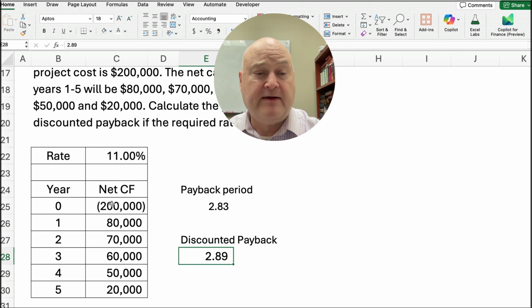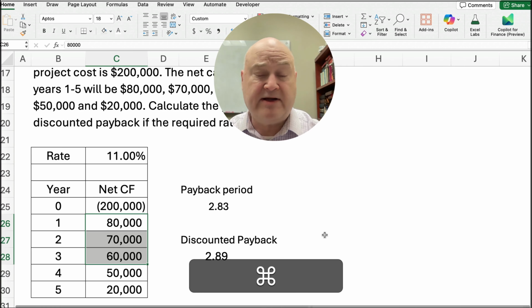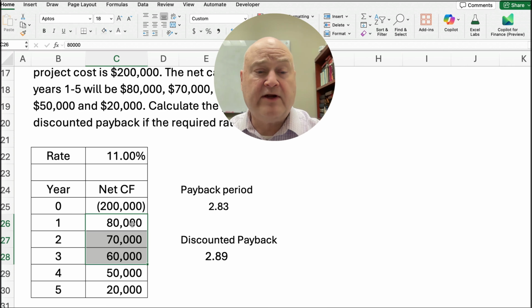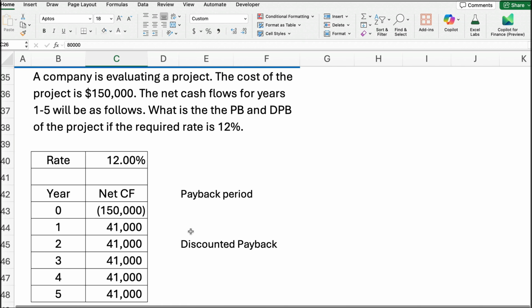Now, here's what happens. We have invested $200,000, and we're going to get our money back really in 3 years. So 80 plus 70, that's 150, plus another 60. That's going to equal a total of $210,000. So right at the end of 3 years, we're going to get our money back. So that's the payback period, and that's discounted. If we discount it a little bit, then it makes it a little bit larger number.